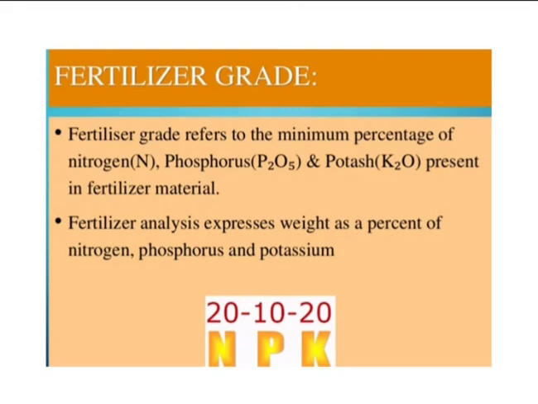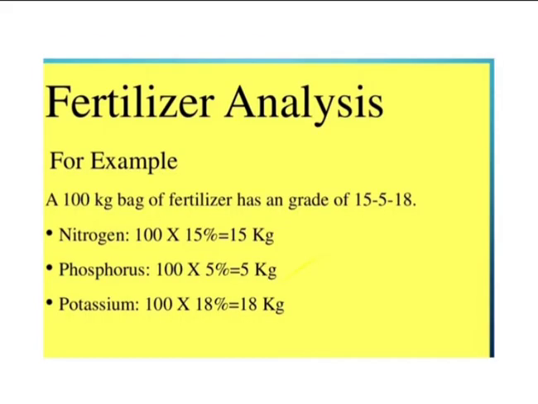So see, fertilizer grade refers to the minimum percentage of nitrogen, phosphorus P2O5 and potash K2O present in the fertilizer material, and the fertilizer analysis expresses weight as a percentage of nitrogen, phosphorus and potassium. Here nitrogen is 20%, phosphorus 10% and potash is 20%. So see here how fertilizer is analyzed.